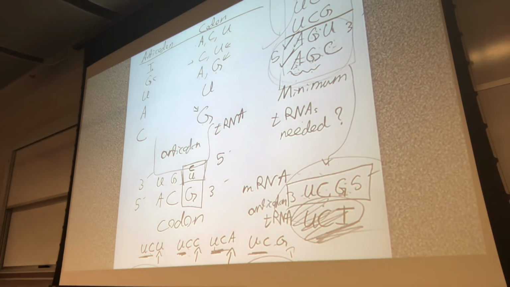All right. So try this for whatever amino acid that you want. A lot of them can be reduced to less number of tRNAs than you'd expect. All right. Okay. Other questions on this style of question?